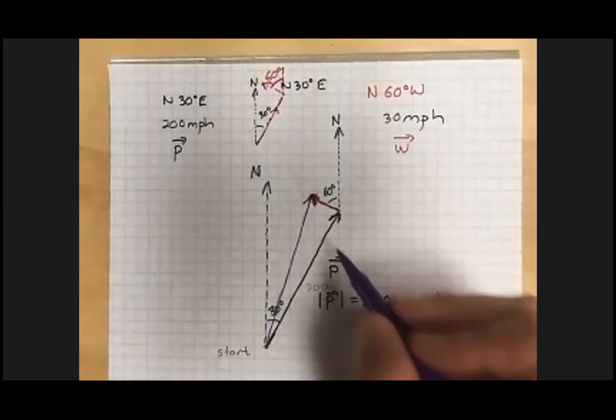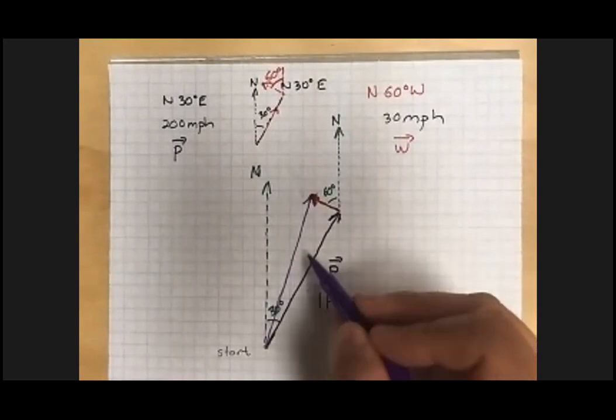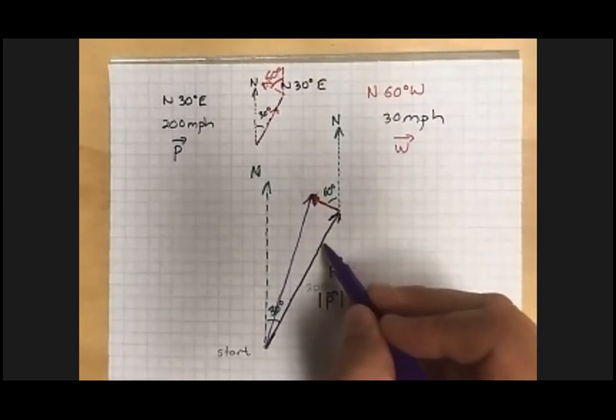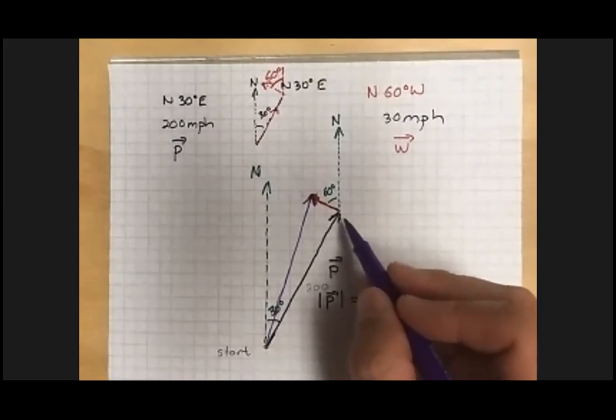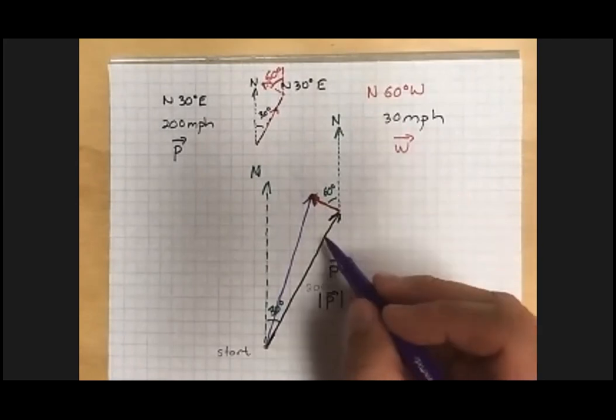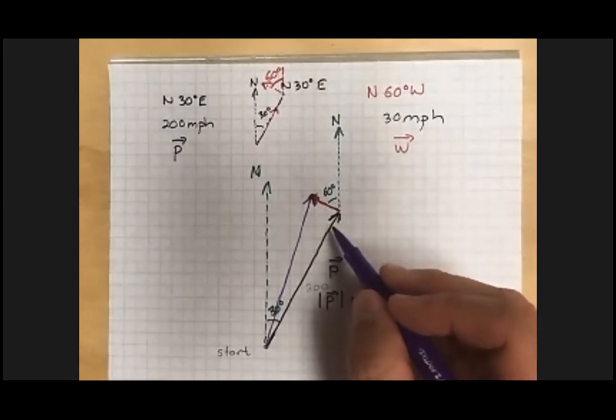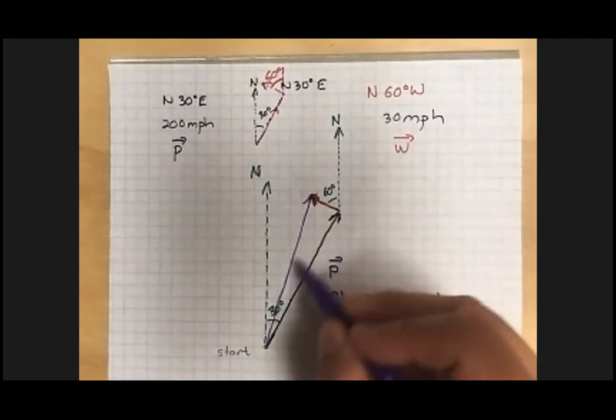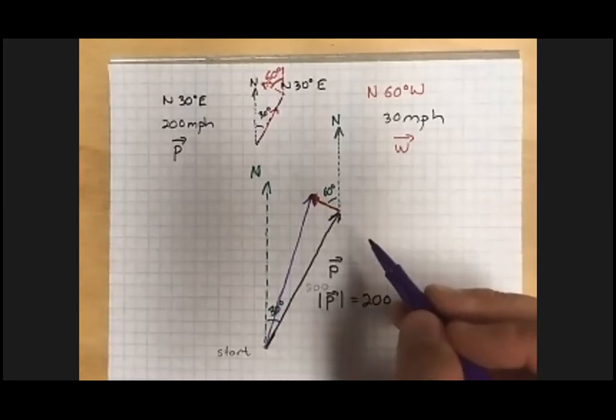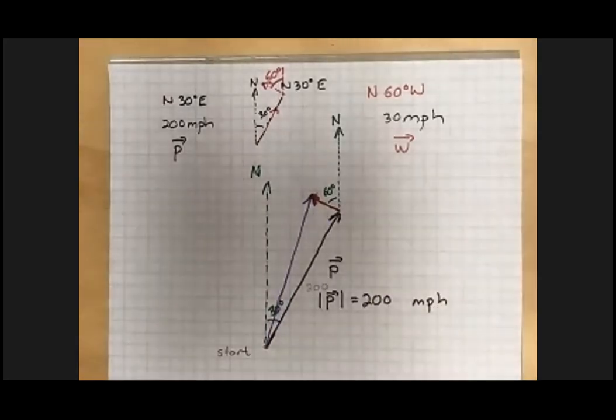Do you see the vector I just drew is a little bit longer than the plane's actual speed? As it happens, because the wind is blowing, it's actually making the plane go faster. The wind is not fighting the plane. The wind's actually making the plane go a little bit faster. Now let's check this out and see how we're going to do this.